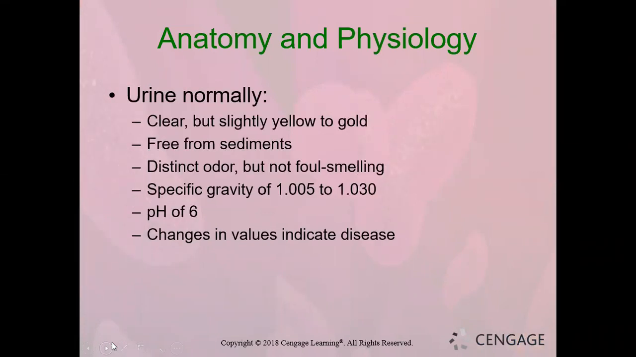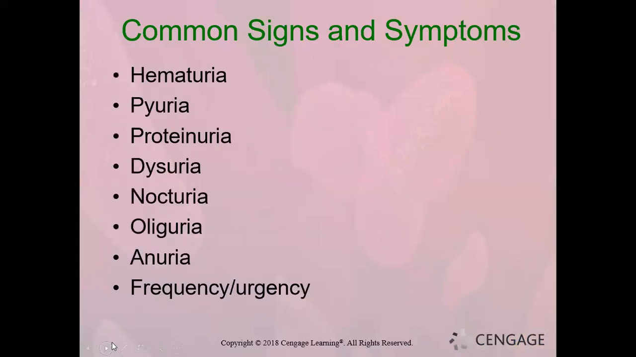Your urine should normally be clear but slightly yellow to gold, free from sediments, and have a distinct odor but not smell bad. There's a certain specific gravity, which is the amount of stuff that it should have in it. It should have a pH of 6, and changes in values would indicate a disease. There are different signs and symptoms, like blood in your urine.